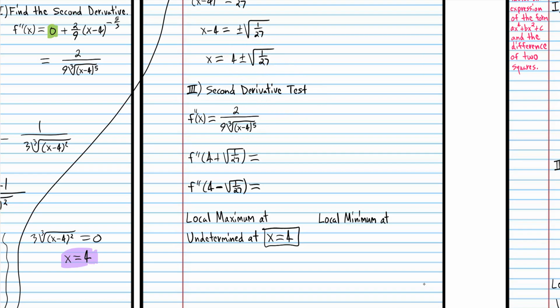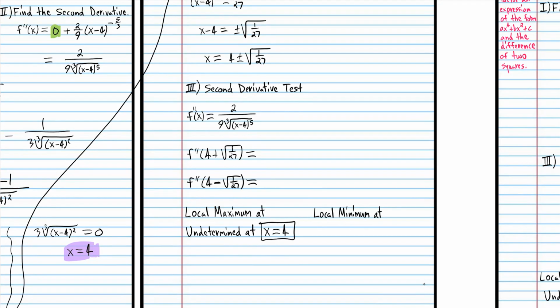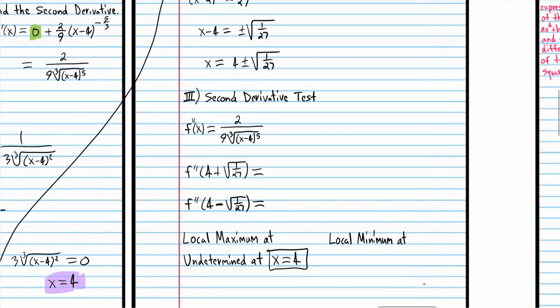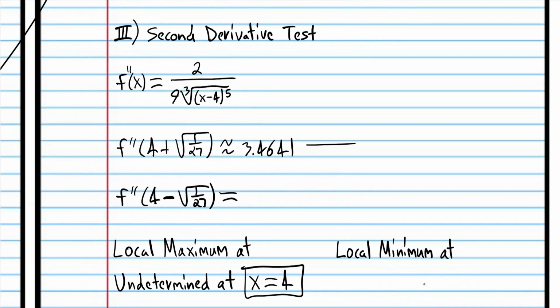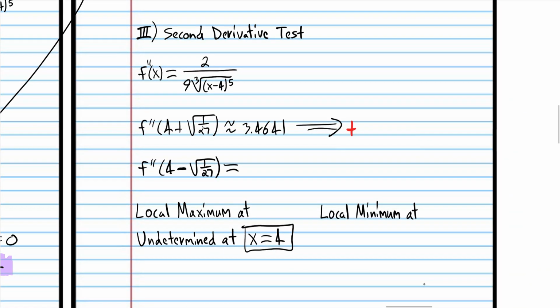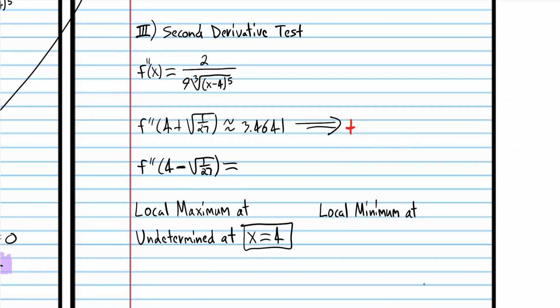It'll take some time, and I know it's kind of tedious to do that, but sometimes you come across these problems. So if you do that, this first value, you get approximately 3.4641, and that's obviously positive. So what does that mean? It means there's a local minimum at x equals 4 plus root 1 over 27.